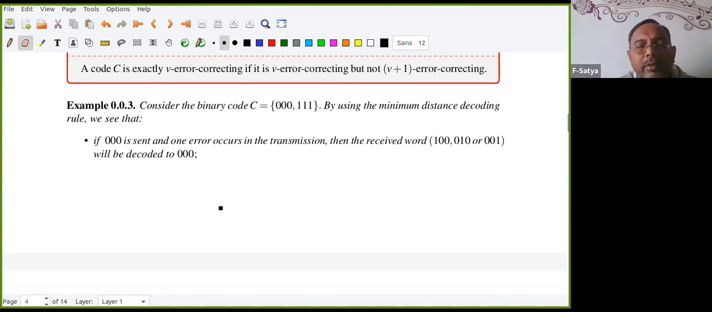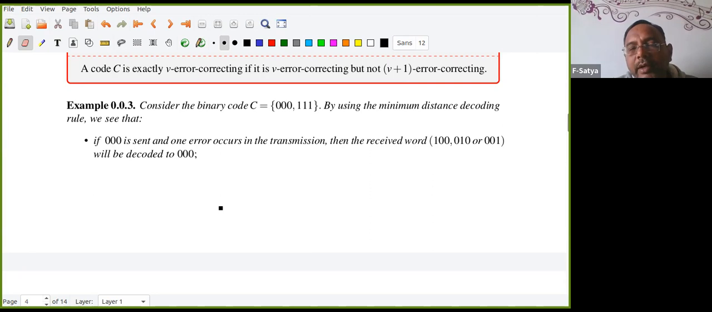Why? If I send 000 and only one error occurs in the transmission, then the received word can be 100 or 010 or 001. But we need to use one rule, the minimum distance decoding rule, or nearest decoding rule. With that, we can easily decode it to 000. That means I'm able to correct one error.